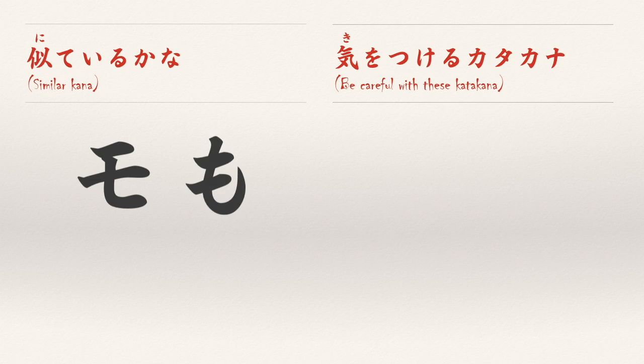And now let's talk about some katakana that we really need to pay attention to. Kiotsukeru katakana. We learned shi today, and that looks a lot like tsu. Notice the direction of the 2 dakuten type strokes. For shi, they're almost horizontal. For tsu, they're pretty much vertical. And the 3rd stroke, shi, starts at the bottom and slants up to the right, where tsu starts at the top and slants down to the left.